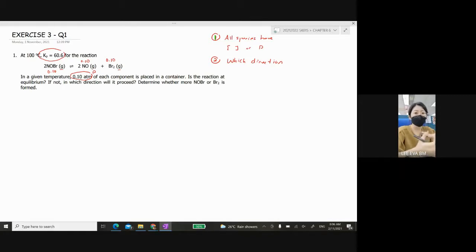So this question is quite straightforward. It straight away asks in which direction. This is the time when you know we need to find Q and compare with K. Is this reaction at equilibrium? If not, in which direction will it proceed? Determine whether more NOBr or more bromine is formed. The second part of the question is after you have known the direction, whether the reaction will produce more product or more reactant. Then you have to determine it. Okay, let's check your answer.